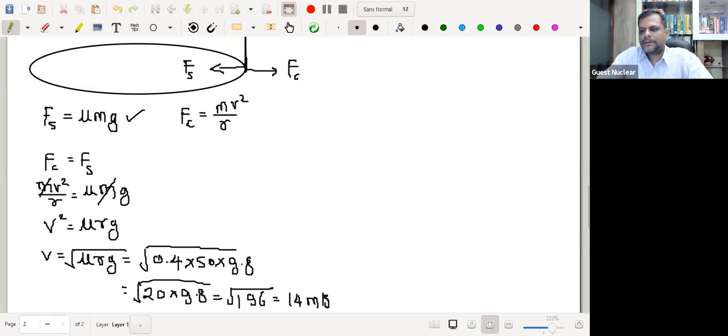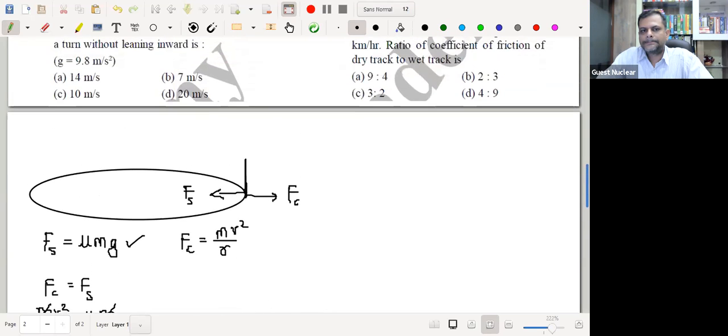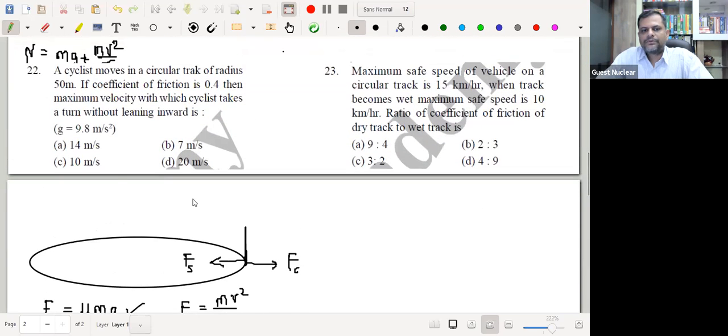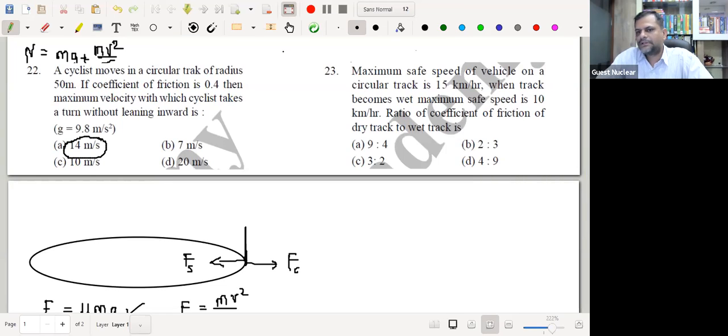Yes, very good. So this 14 meters per second is going to be the correct option. Yes. See this last one.